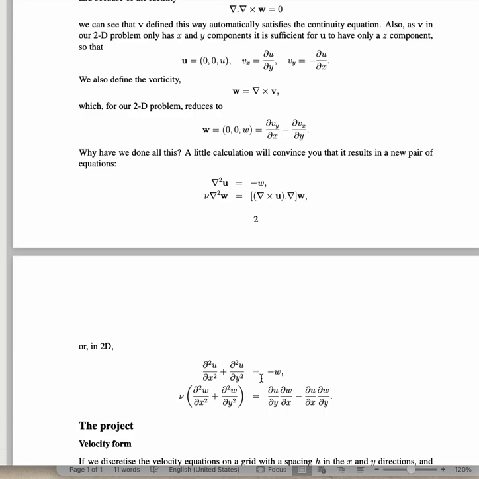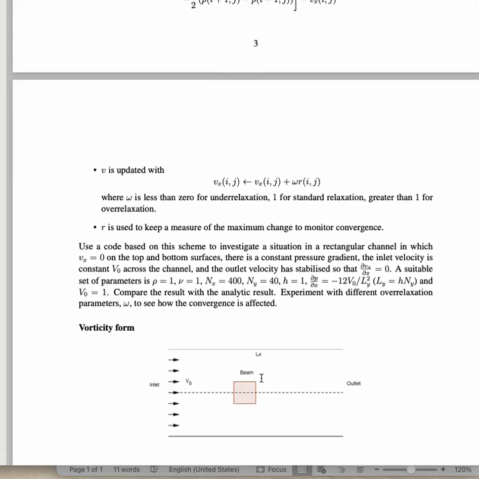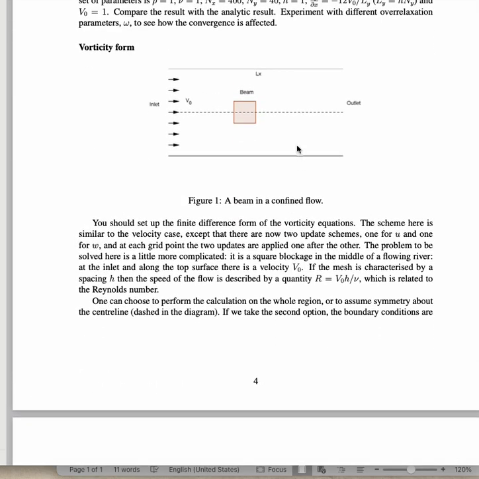Essentially what we've got is a set of equations we want to solve using some of the techniques we've developed in the computational physics course. And the obvious thing to do would just be to have a simple channel, but that's rather a boring problem. And so the suggestion, which I'm just going to scroll down to, is that we think about a channel with an obstruction in it. This is called a beam. It could be a block, whatever you want to do.